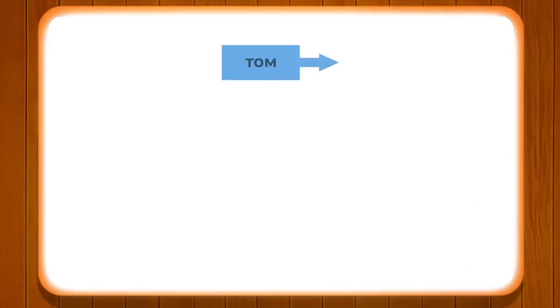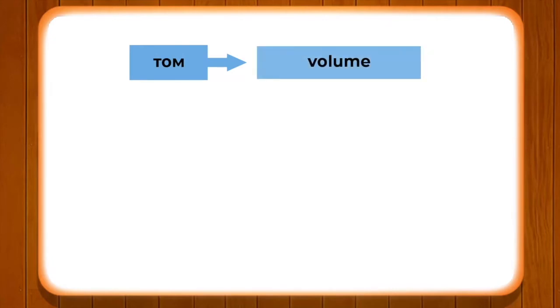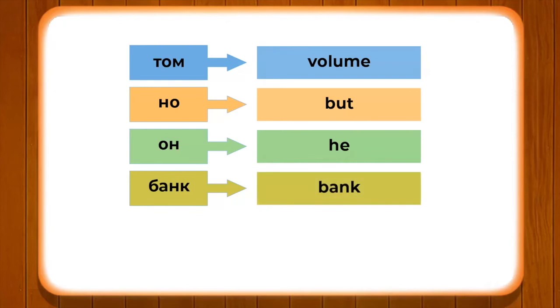Alright, we will go ahead and see some more examples, so that with the help of these examples we can also understand the nature of these particular letters when combined together and the meaning of the words which they make. So, we have tom, no, on, bank and more. Tom, which means volume, no, which means but, on, which means he, bank, which means bank, and which means intelligence.